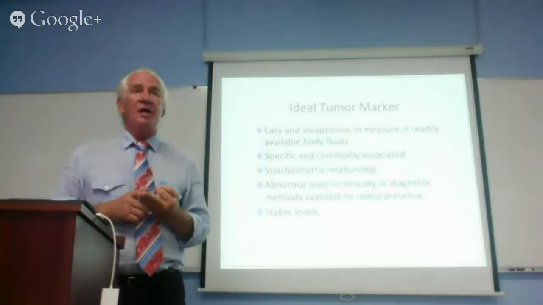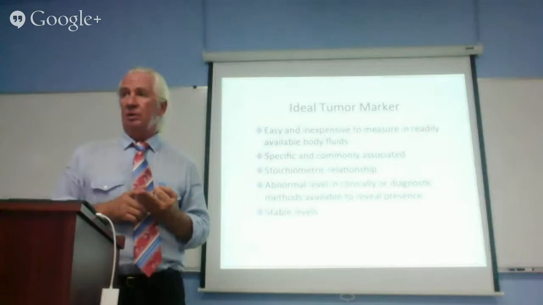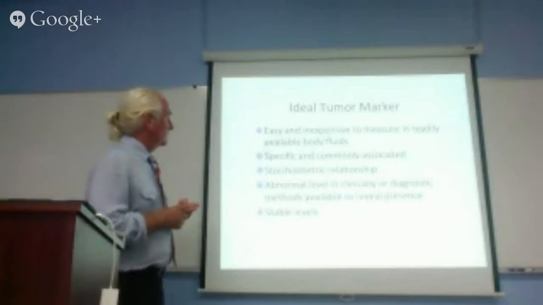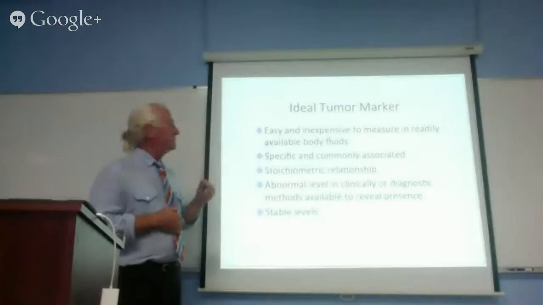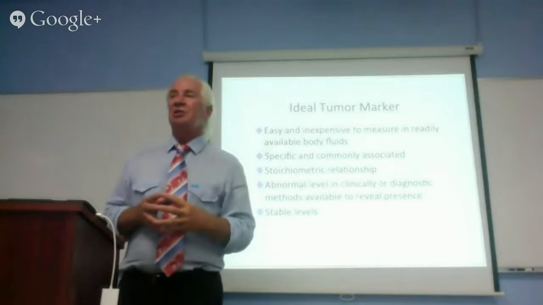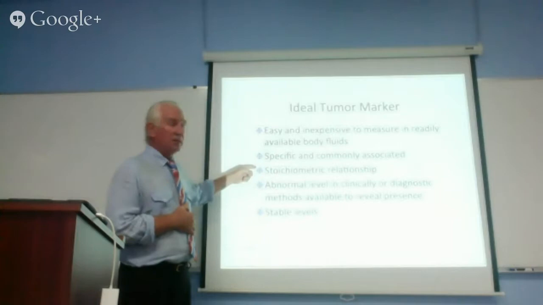So we're going to show you, we will have a serum marker. Something is secreted from the cancer cell, and we can detect that in the presence of everything else that is secreted. It is specific to the cancer cell, and commonly, if not always, associated. There's a stoichiometric relationship: the more marker, the more cancer cells. That relationship we really want to see to evaluate therapies.